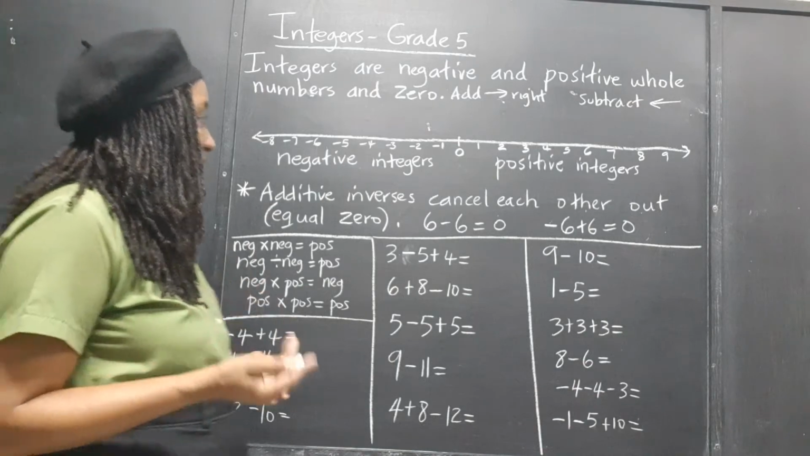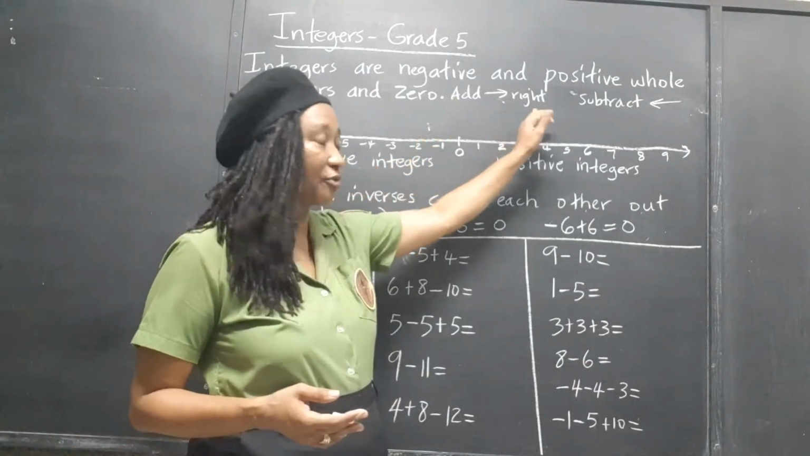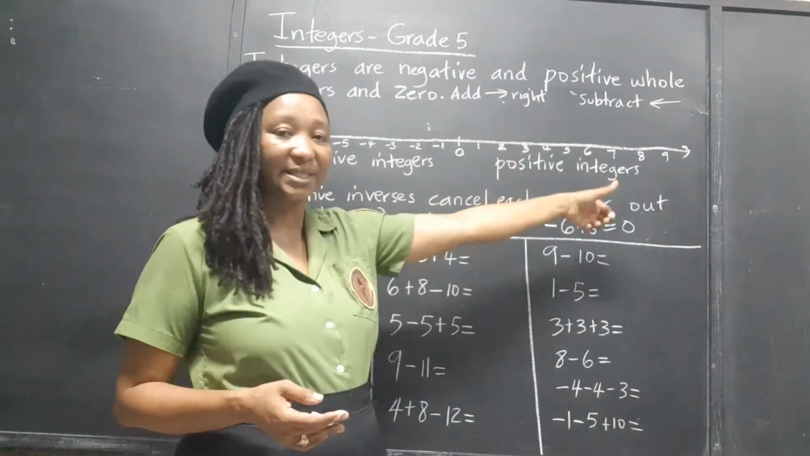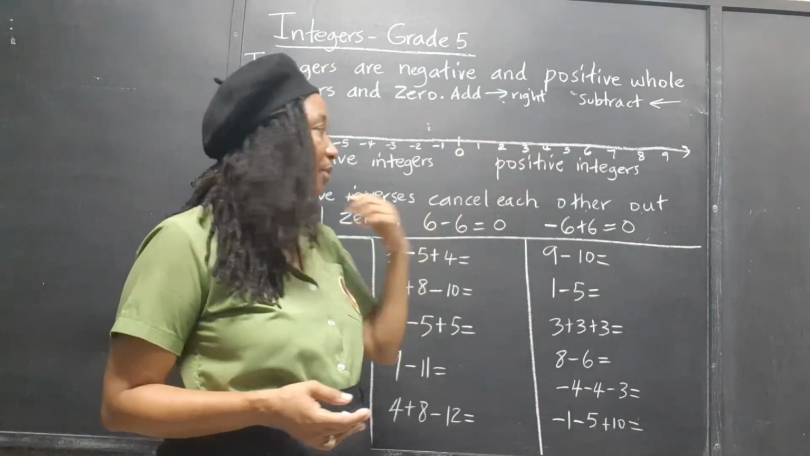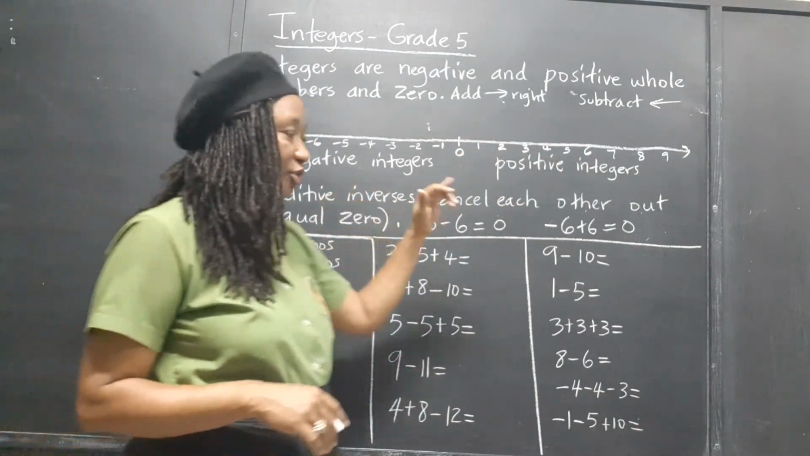When we are adding on the number line, we move to the right. So we move that way when we're adding. When we're subtracting, we move to the left. Alright? And additive inverses cancel each other out.